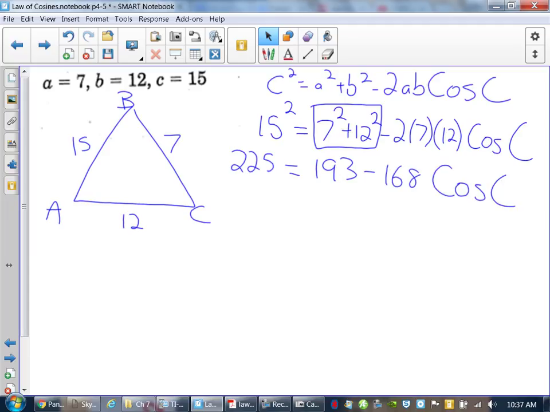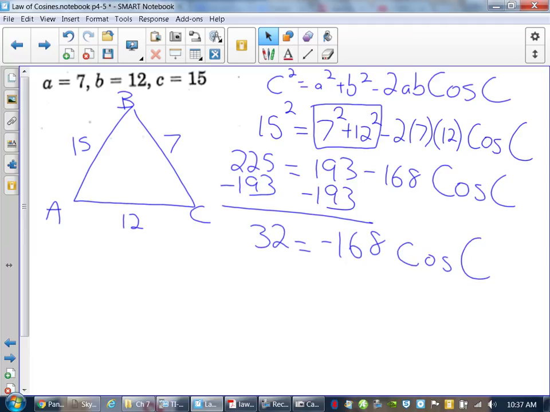So now, think of it again as a multi-step equation. You have to move everything that doesn't have the variable next to it first. What do you move first? The 193. So moving the 193 over, we're going to get 32, I believe. And then you get negative 168 times the cosine of C. So how do you undo the multiply? You divide. And now you really need to make sure you have your calculator.